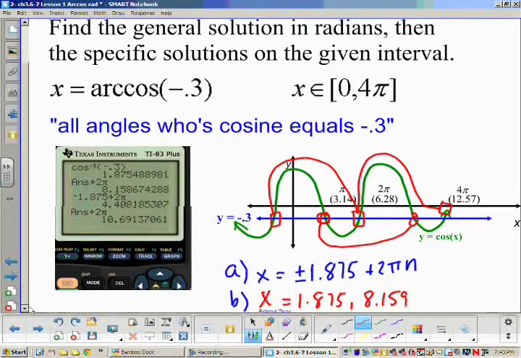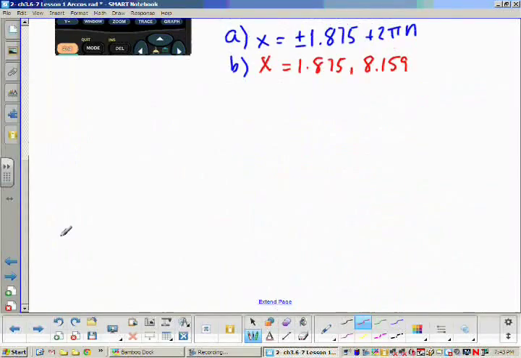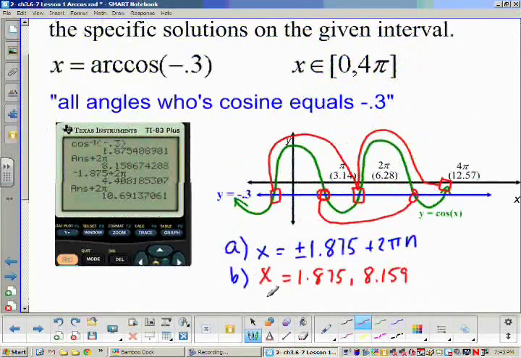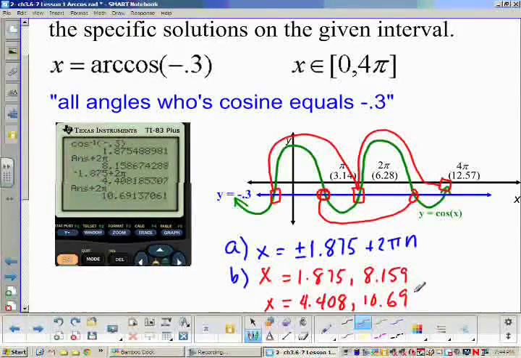And then a lot of times I write this as a kind of a string here. I would say x equals, instead of just putting a comma, 4.408. And that's this value here, the one that took the negative radians and added 2 pi, which is roughly 6. And then another 2 pi added to that gives us 10.691. And then if we go any further, we get values that are larger than 12.57 if you start adding 6 and change to any of these larger values. So there's our answer for on the given interval.